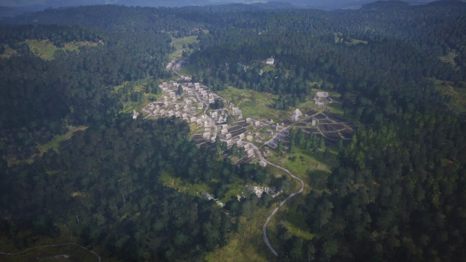Today I want to talk about how you can make your villages look more effective, more organic, and a bit more natural for the era and time period that the game is set in. So let's jump into it.